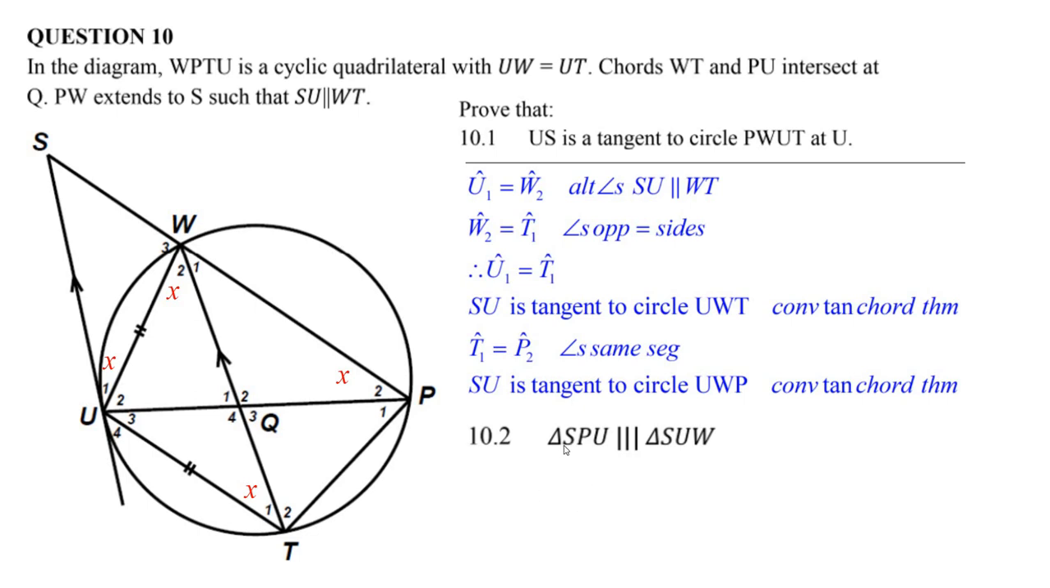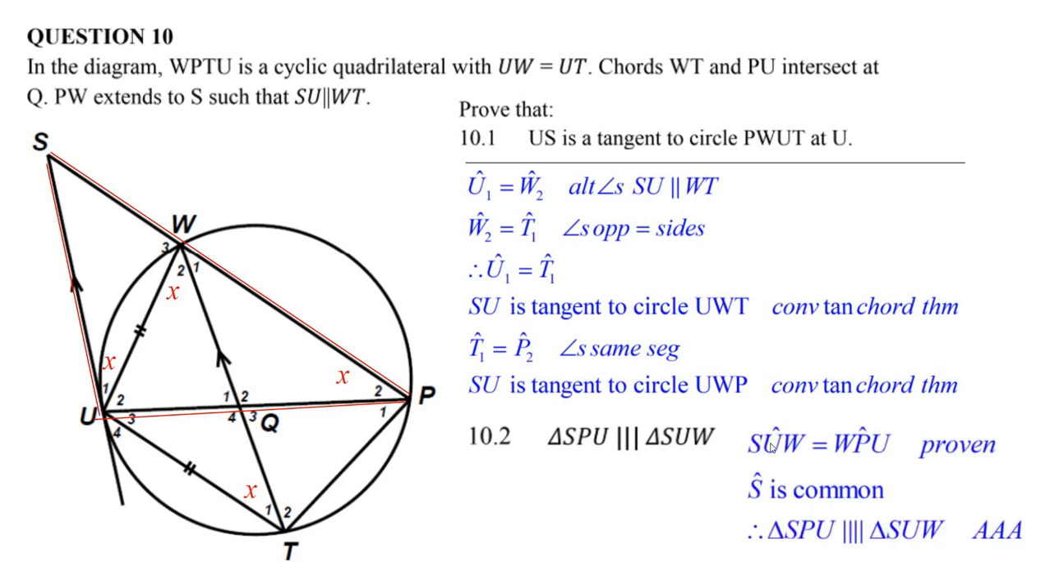Now, prove that triangle SPU is similar to triangle SUW. Well, go for SUP, make a nice little red lines around so you can see it. They've got this angle S in common, and SUW is this little one right here. They've got S in common, and U1 and P2 are the same. Well, if they share two angles, then the third angle must be the same because of angle sum of a triangle. So that's all we have to write down.